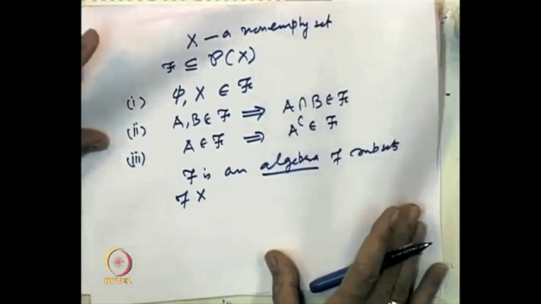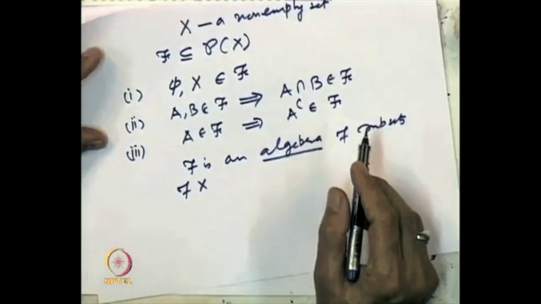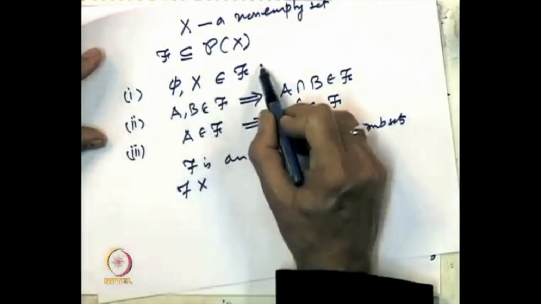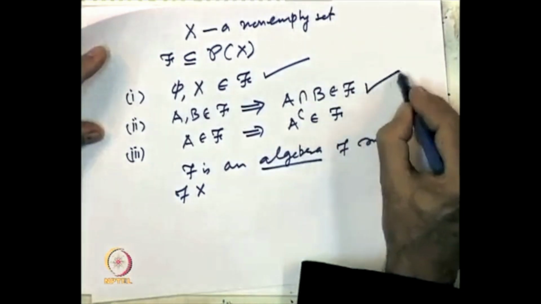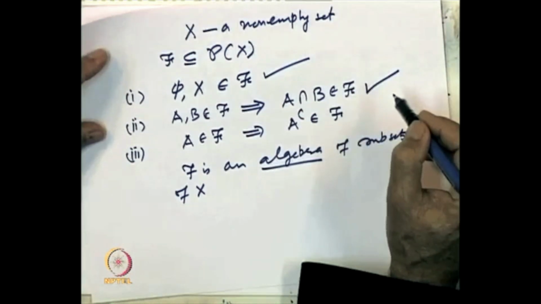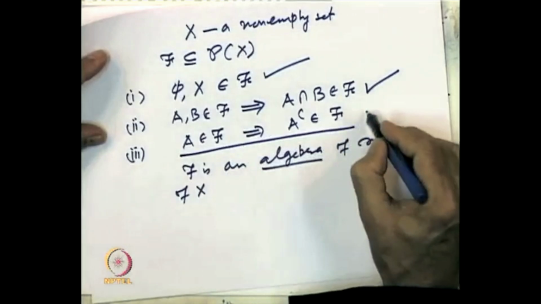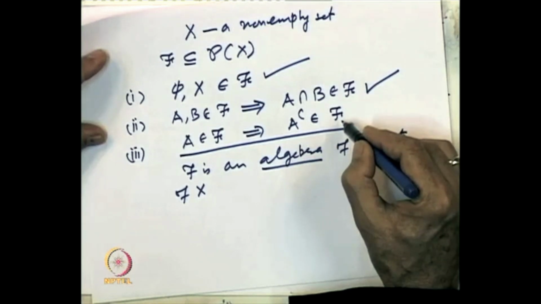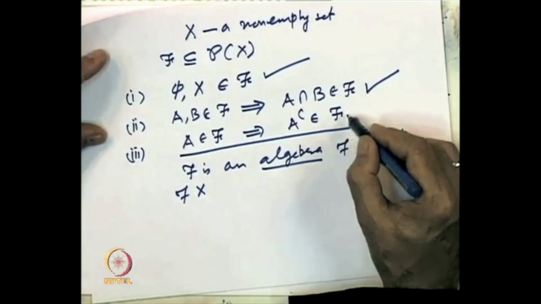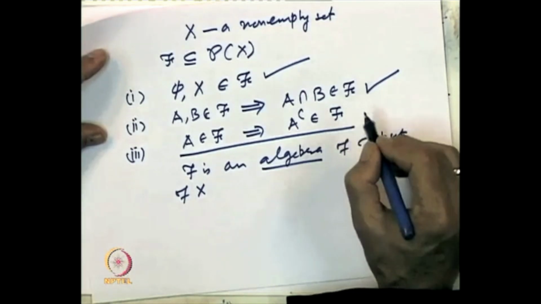So how does the algebra differ from a semi-algebra? This property is true for algebra as well as semi-algebra. This property is true for algebra as well as semi-algebra. This property may not be true for a semi-algebra. In that case, you recall we said a complement is a finite disjoint union of elements of F, and here we are saying a complement itself is an element of F.